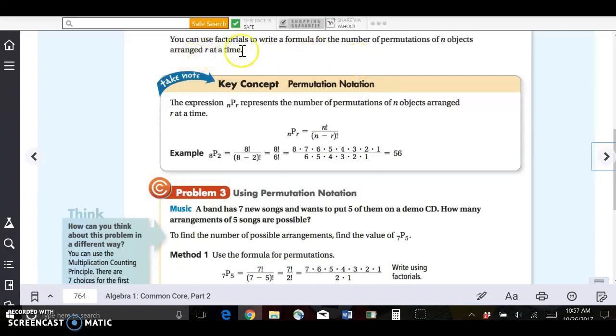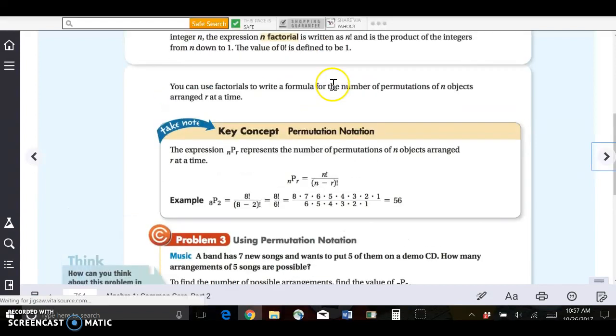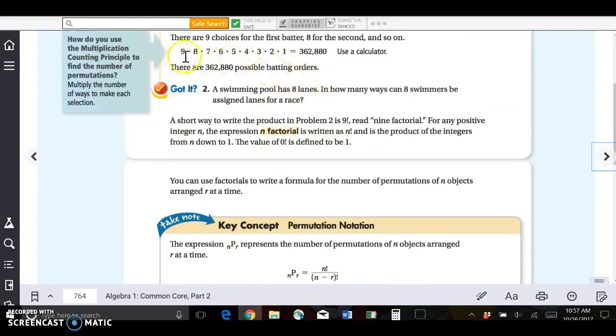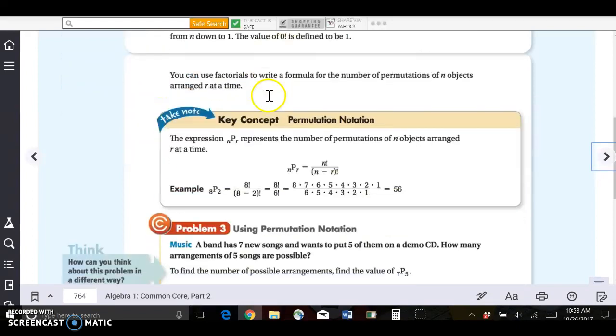So before we talked about factorial notation, and factorial notation is just when I have a number and an exclamation point at the end of it, and that means that I need to multiply by all the numbers going in descending order, subtracting 1 from each number. So for example, if I have 9 factorial, it'll be 9 times 8 times 7 times 6 and so on.